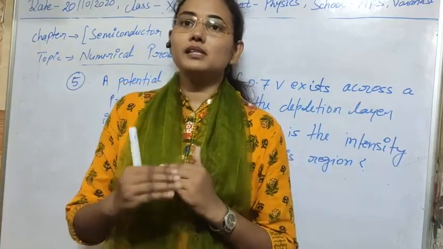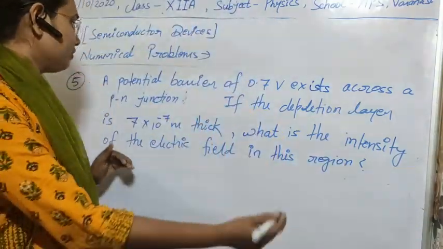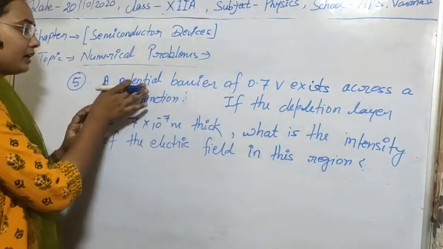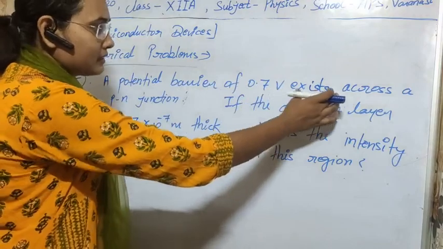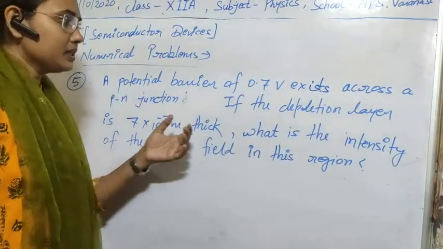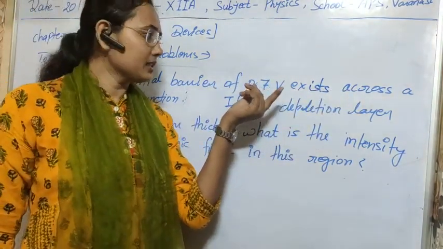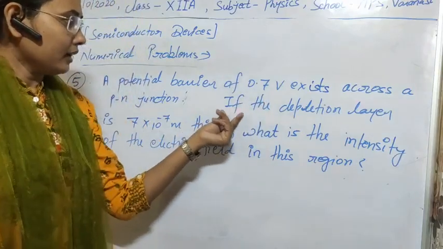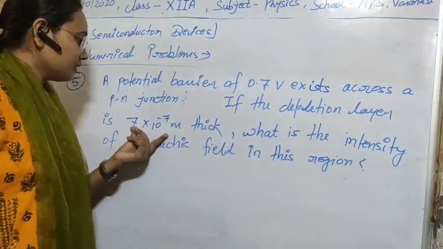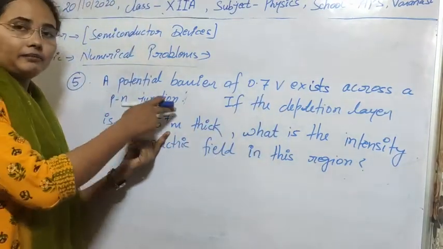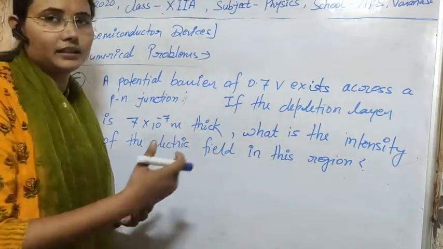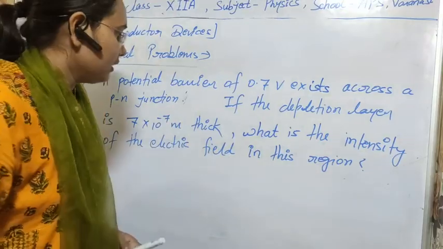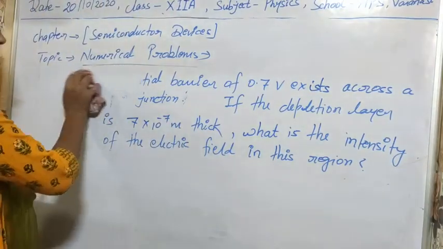So this problem is related to that. The problem we have is that a potential barrier of 0.7 volt exists across a PN junction. It means the junction potential is given here, and the depletion region width is also given, and we have to find the intensity of the electric field in that region.